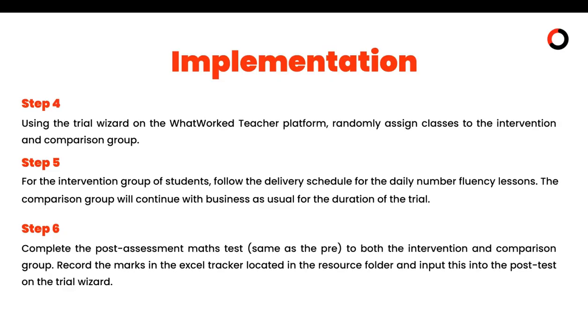And step 6, complete the post-assessment maths test, which is the same as the pre, with both the intervention and the comparison group. Record the marks in the Excel tracker and then input these into the post-test on the trial wizard. You'll then complete the process evaluation, click Analyze, and it will generate an impact report for your school.